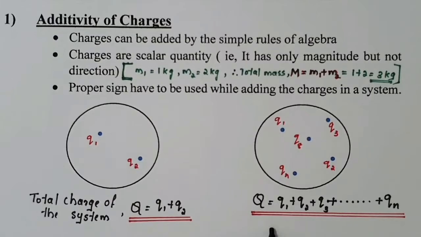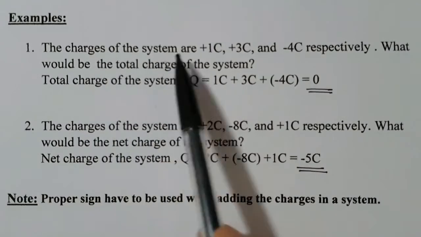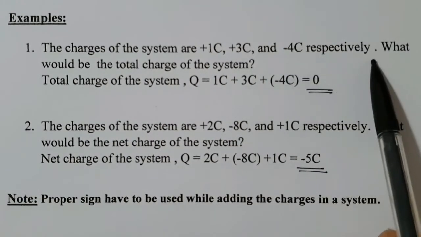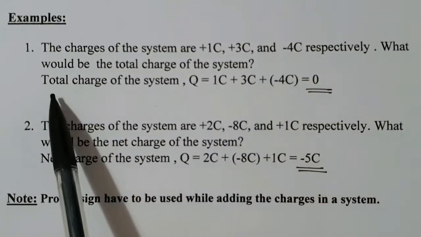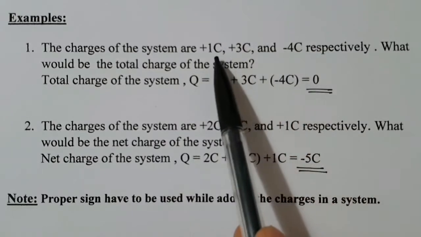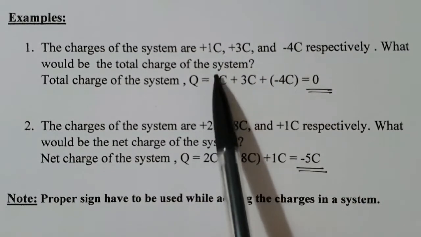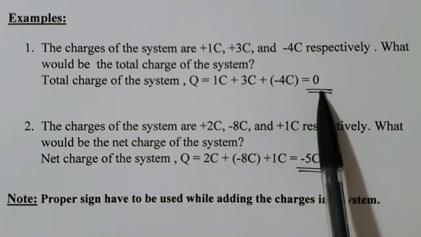Now, let's do some examples. Question number 1. The charges of the system are plus 1 coulomb, plus 3 coulomb and minus 4 coulomb respectively. What would be the total charge of the system? The total charge of the system is the algebraic sum of these three charges. So Q is equal to 1 coulomb plus 3 coulomb plus minus 4 coulomb, which is equal to 0.